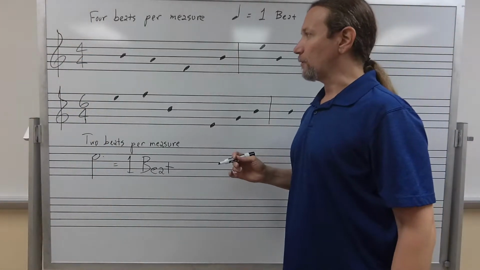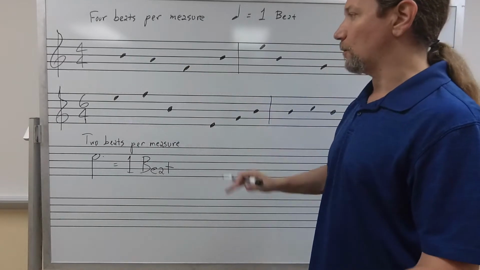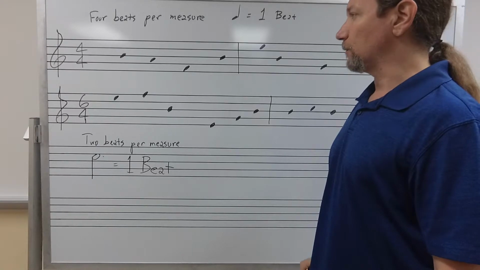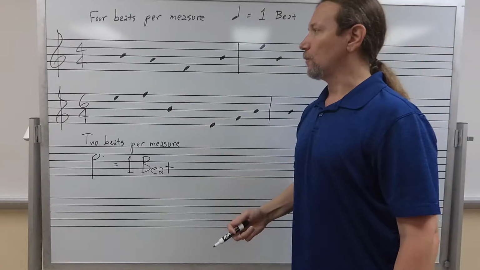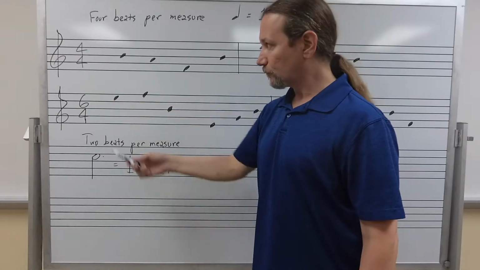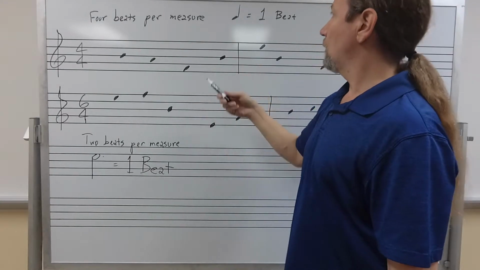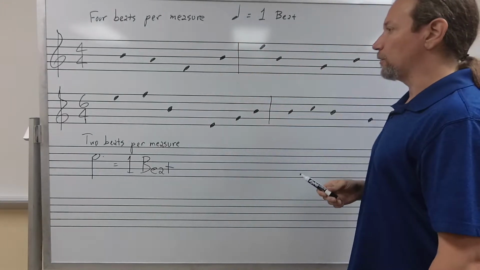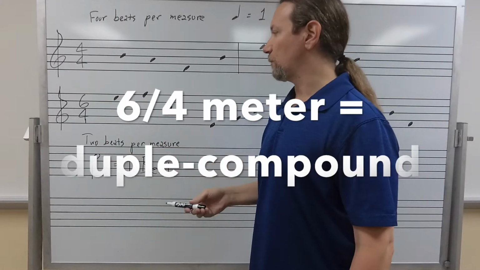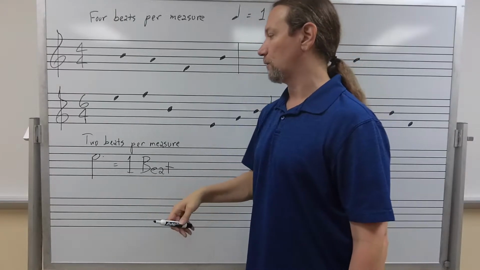Okay, let's look at a couple possible scenarios where the center line notes may stem according to something that affects the stem placement. We've got two examples. One's in simple meter, 4/4 time. The other one's in compound meter. In 4/4 time, we typically have 4 beats per measure, and the quarter note's going to equal 1 beat. In 6/4 time, however, we typically have 2 beats per measure, compound meter, 2 beats per measure. More on this later if you're not certain about this concept.